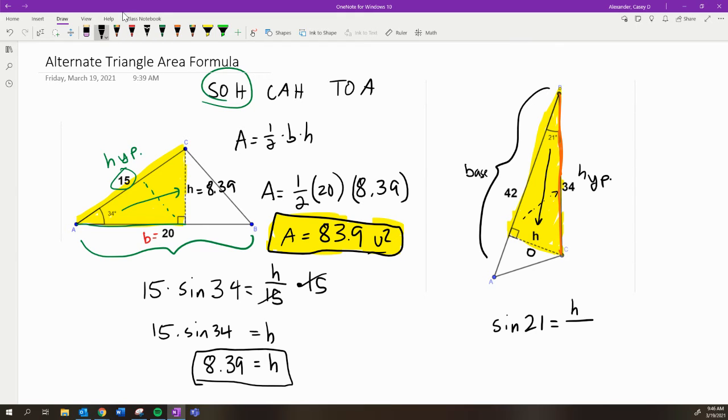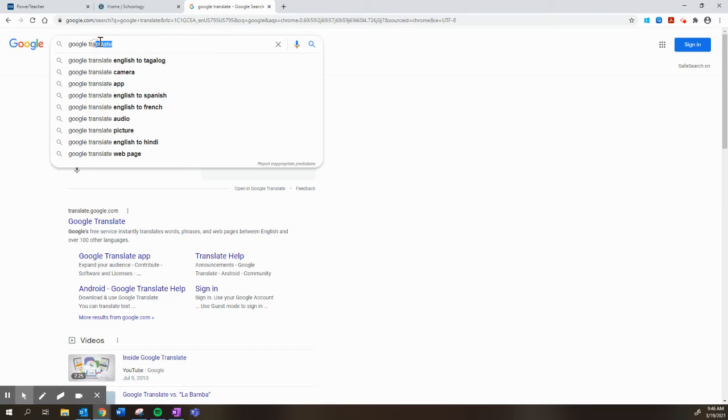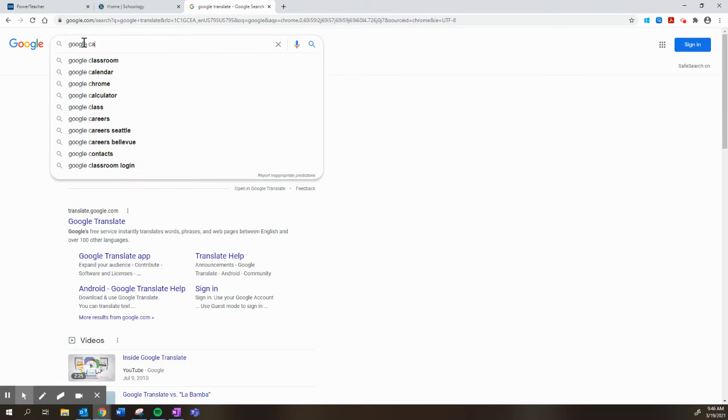And so we end up with a very similar equation to the one that we solved before. The sine of the angle equals the height over the other side. And so if we multiply by 34, we can find the height is 34 times the sine of 21. This one I don't have memorized, so I'm going to have to go back over here and open up Google Calculator. Not Google Translate. Sorry, bear with me. I'm not going to start this video over because of that.